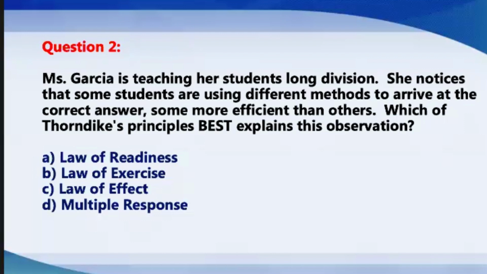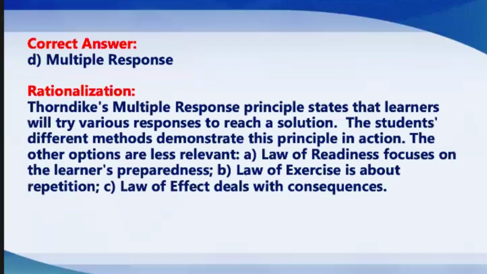Multiple response? The correct answer is letter D. Multiple response. Because Thorndike's multiple response principle states that learners will try various responses to reach a solution. The students' different methods demonstrate this principle in action. The other options are less relevant, like the law of readiness because it focuses on the learner's preparedness. Law of exercise is about repetition. And C, the law of effect, deals with consequences.